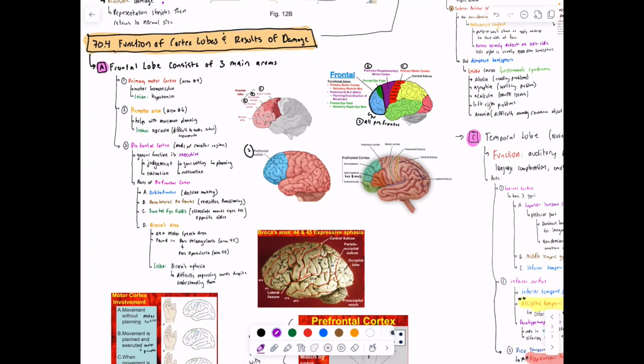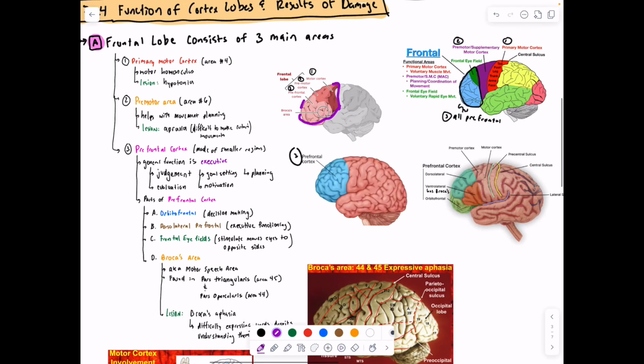All right, we have the frontal lobe itself. If you were to just look at different areas of the cortex, the frontal lobe is this entire region right here, and I feel like this was very poorly done in the notes. Very unfortunate, but we have the primary motor cortex, and this has our motor homunculus. If you have a lesion here, you're going to have hypotonia, right, floppy arm. Then we have the premotor cortex, that's the second major region, and this helps with movement planning. If you have a lesion there, you have apraxia, so difficulty making certain movements.